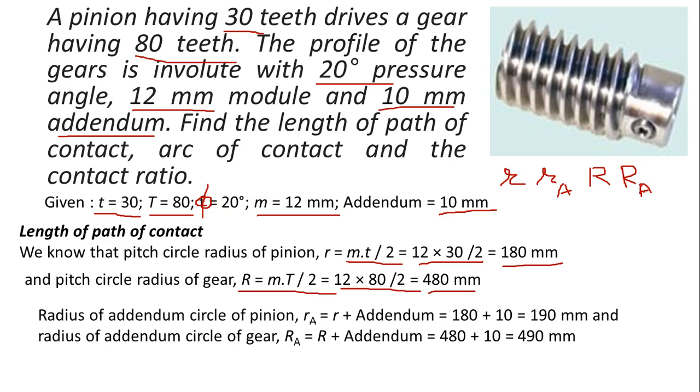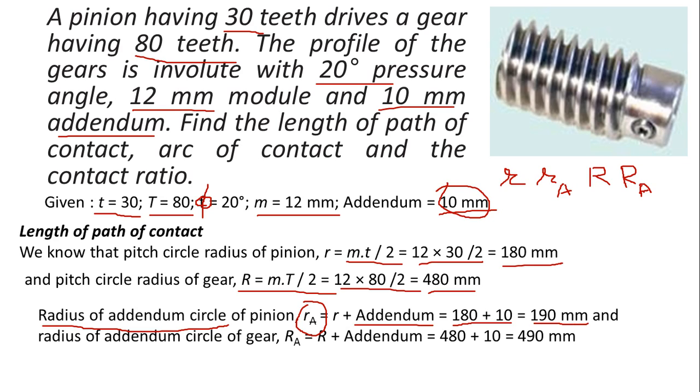Next, to get the radius of the addendum circle, small RA first, it is nothing but radius plus addendum value. The pitch circle radius is already known to you, so if the addendum value is added, you automatically get the addendum circle radius. So r plus addendum. The addendum is given as 10 mm, so add 180 plus 10. You get the addendum circle radius as 190 mm. So you got RA.